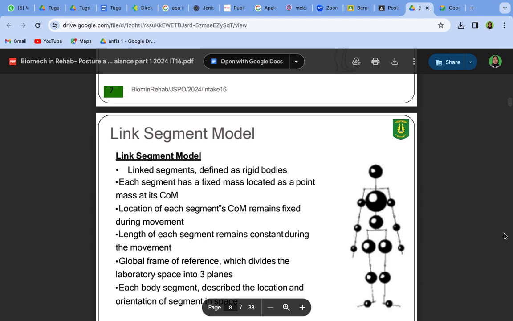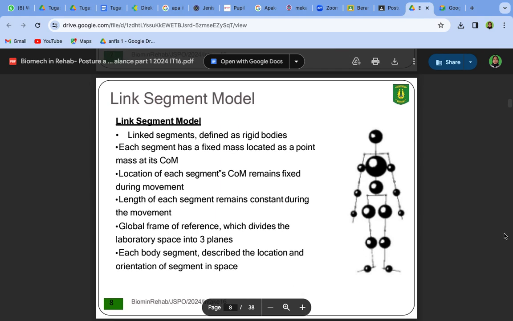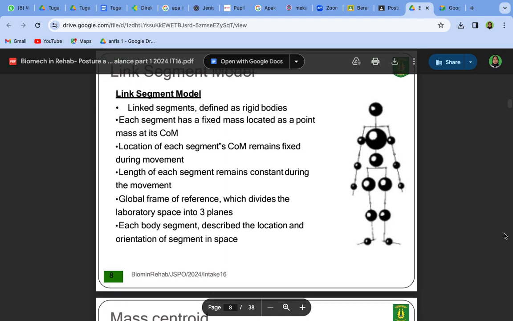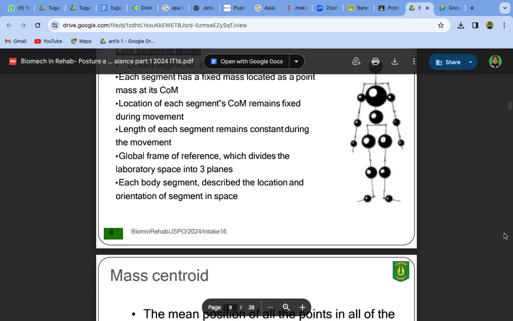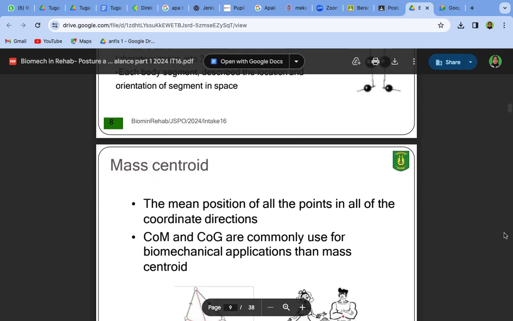Here, the link segment model. The link segment model is defined as rigid bodies. Each segment has a fixed mass located as a point mass at the COM. The location of each segment COM remains fixed during movement. The length of each segment remains constant during the movement. The global frame of reference divides the laboratory space into three planes. Each body segment describes the location and orientation of the segment in space.